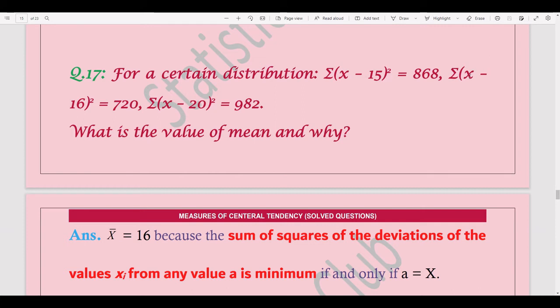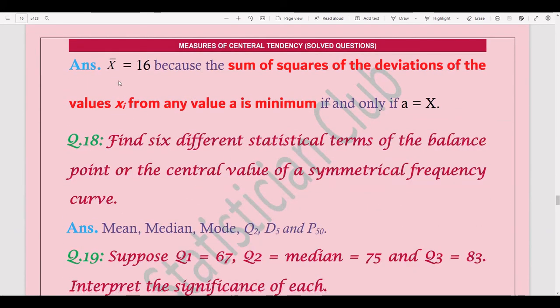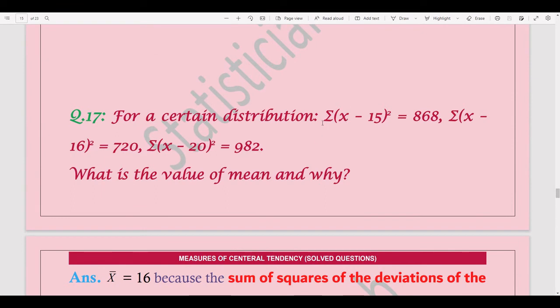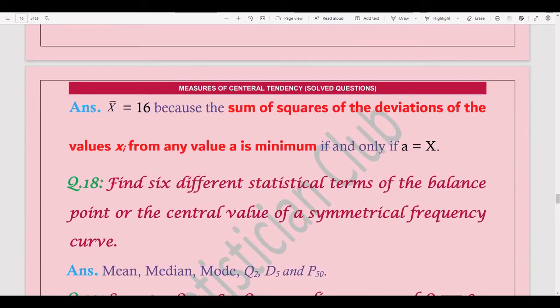So as you know, the sum of square deviation of observations from the mean is minimum. This value is minimum among these values. It means this will be the mean. So x bar is equal to 16, the arithmetic mean. Why can we say 16 is the mean? We do not consider 15 and 20 as mean, but we say 16 is mean because of this property: the sum of square of deviation of value xi from any value a is minimum when a is the mean.